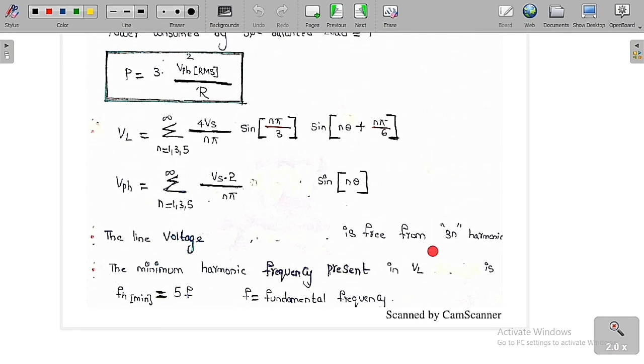So the line voltage is free from 3n harmonics, and the minimum harmonic frequency present in the line voltage is this: the first is the fundamental 1 and the next harmonic is 3. Since 3 is absent, the remaining harmonic is 5. So 5 is the minimum harmonic that is present. Therefore, the frequency of the minimum harmonic present in the line voltage in the 180 degree conduction mode is 5 times f, where f is the fundamental frequency.